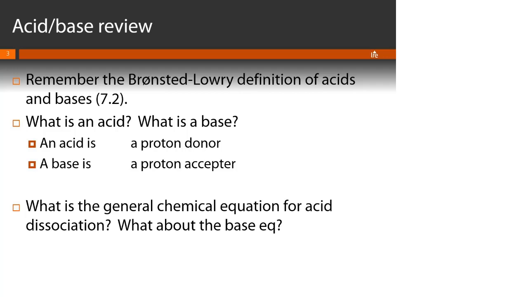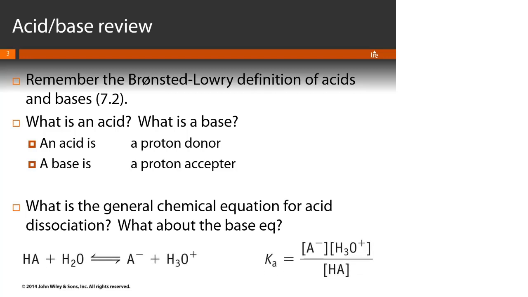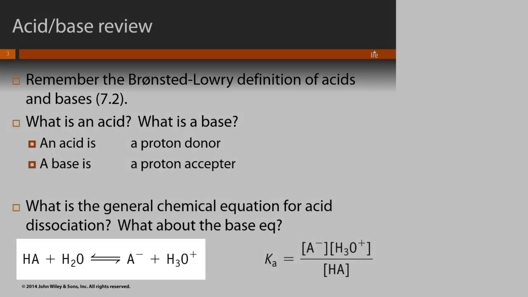And we're going to describe acid-base chemistry in aqueous solutions in this class using a pair of equations. We're going to use the acid dissociation equation and the base dissociation equation. So the acid dissociation equation is the one shown below, where HA is our acid, and A minus is the conjugate base. So it's what's left over of our acid after it has donated or released its proton.